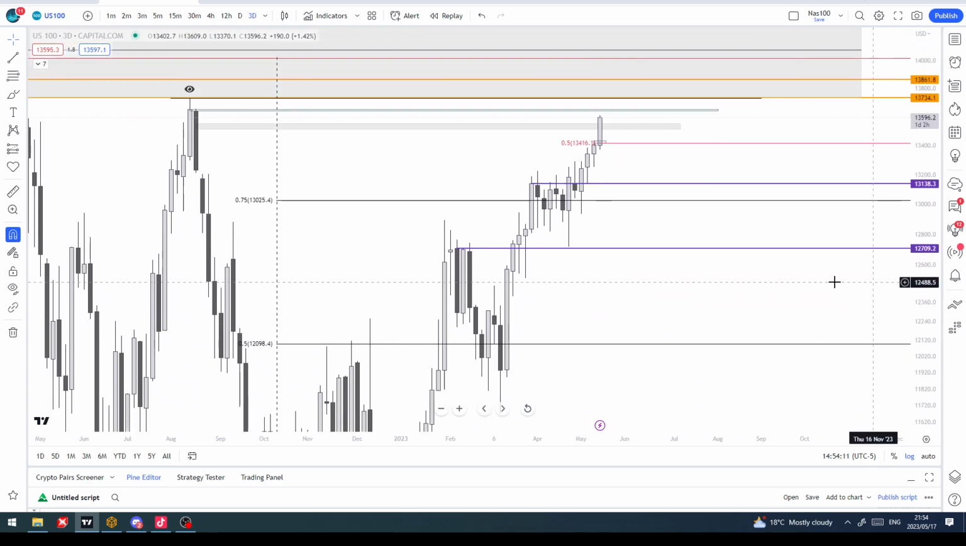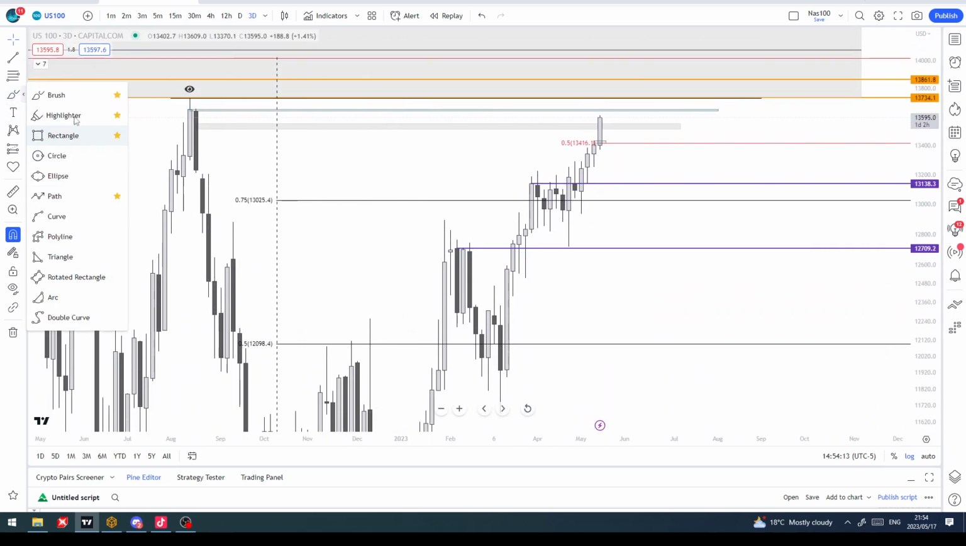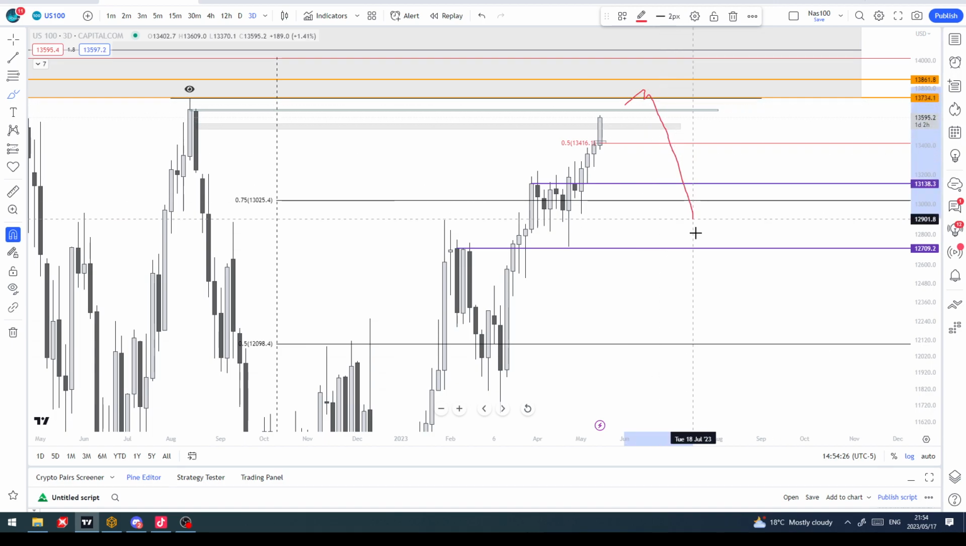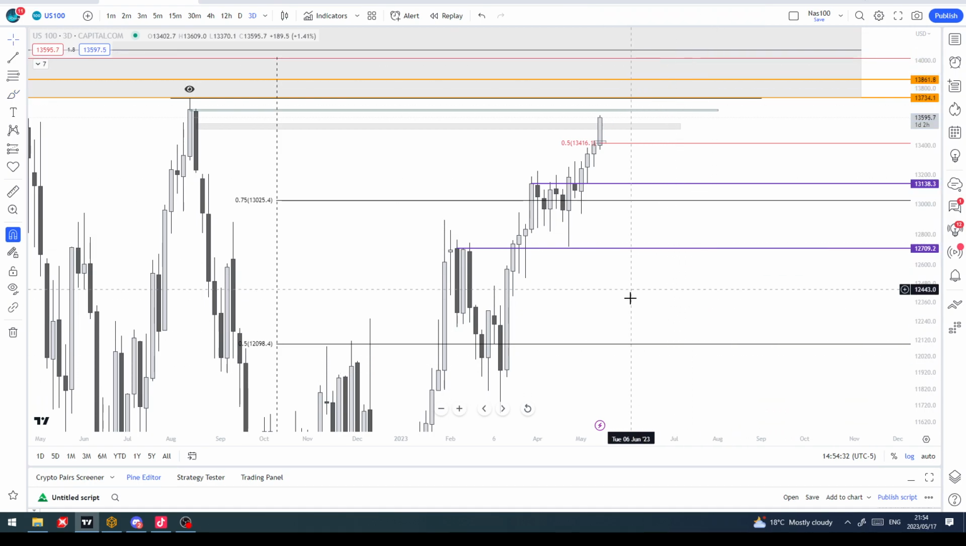Everything up to here balanced. From here to here not balanced. Here to here not balanced. So what happens when they take 13.7K? Do we run stops at the 75% here and then go back? Or do we just carry on going and then take all of this in one go? That's the big question.